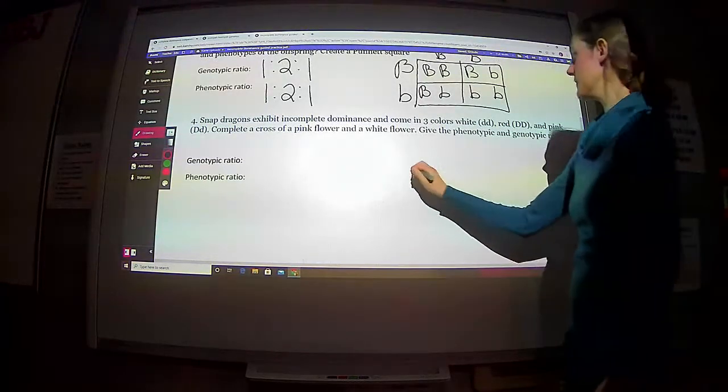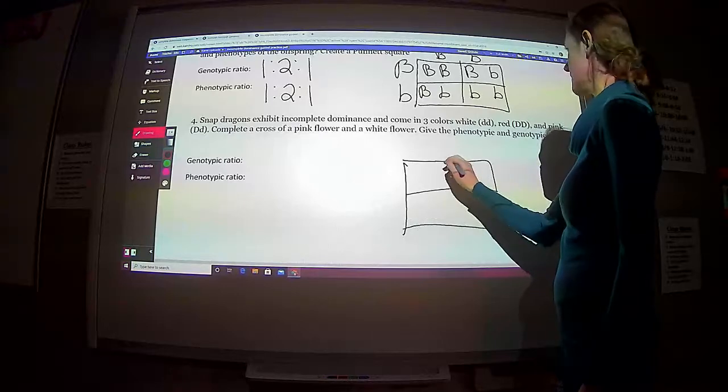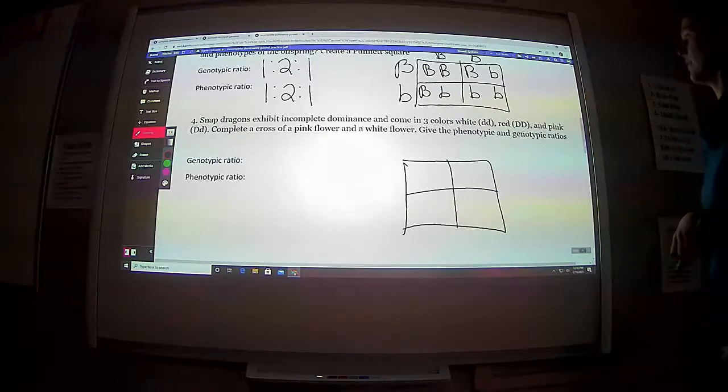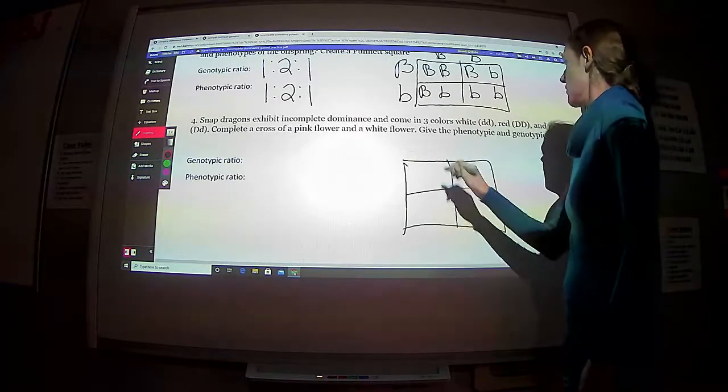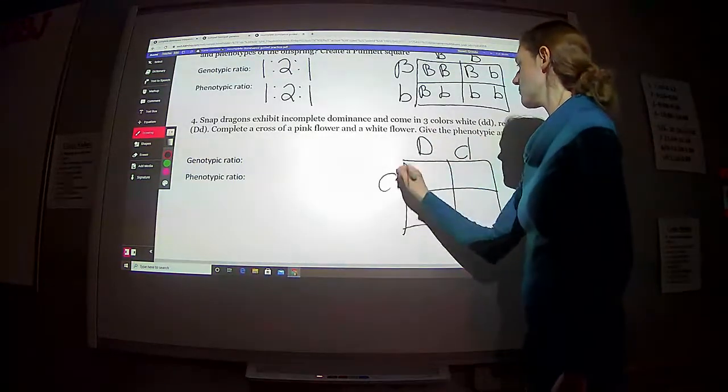Snapdragons exhibit incomplete dominance and come in 3 colors: white, red, and pink. Complete a cross of a pink flower and a white flower. So pink is going to be heterozygous, and white is the recessive form.